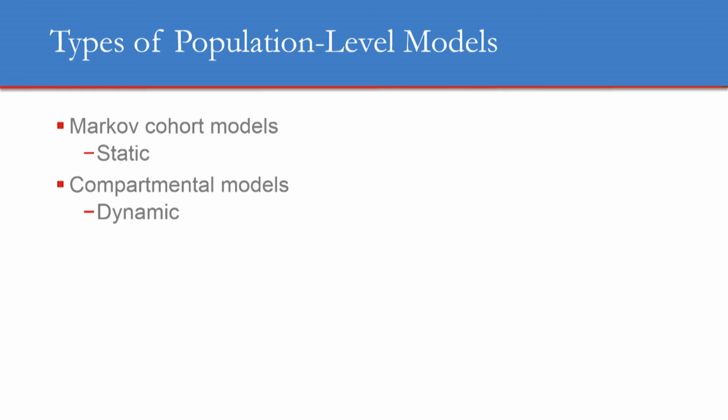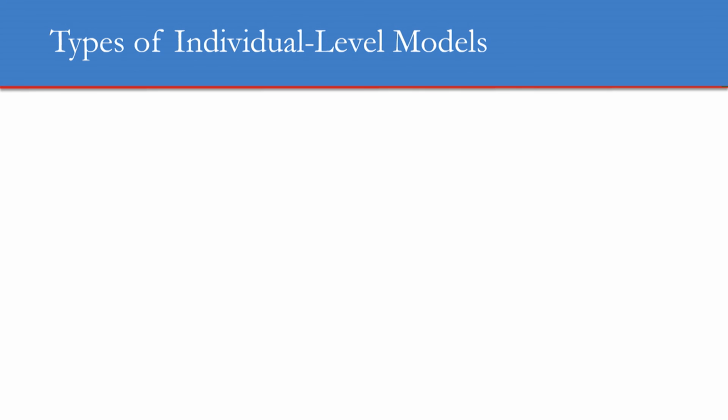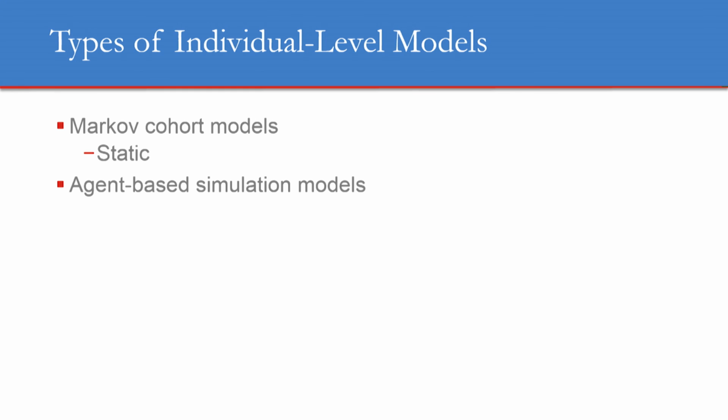In the next section, we will take a closer look at Markov models, which are the most commonly used models in health outcomes research. Markov models can also be designed as individual-level models. As mentioned in the previous slides, these models are static in nature. Another example of individual-level models is agent-based simulation models, which are dynamic in nature.